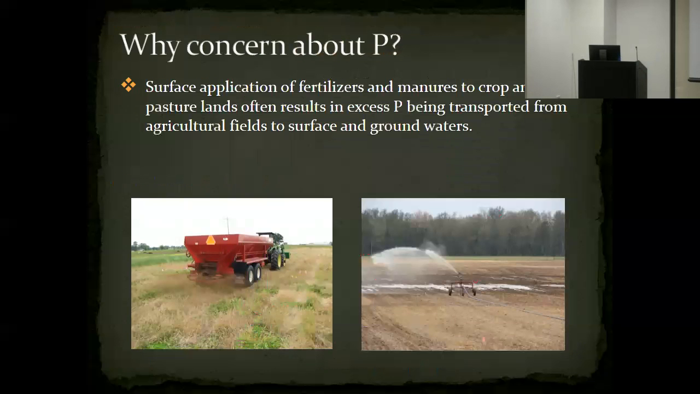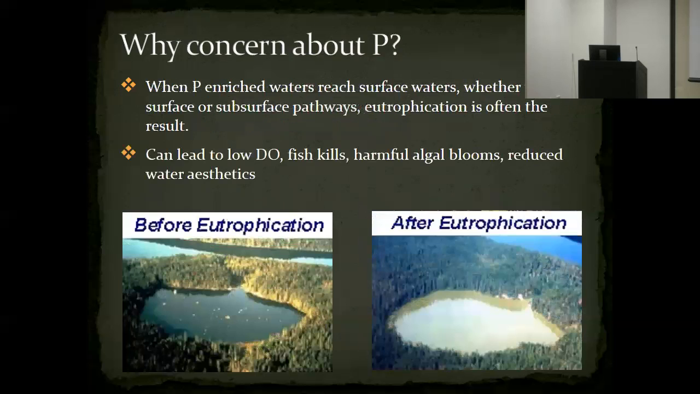We also know that when you surface apply manure, which in my unit is where we're primarily focused, this manure that's sitting on the surface during a runoff event or a rainfall event can end up in our waterways. And why do we care about that? Well, when these phosphorus-enriched waters end up in a phosphorus-sensitive water body, you can get accelerated eutrophication.